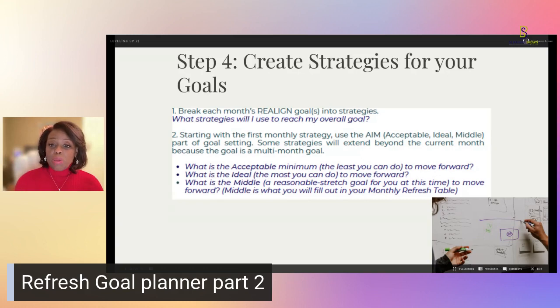So when you're coming up with a strategy, think, is this my ideal, or is this the bare minimum that I could do and still get to my goal? And you really want to aim for what's in the middle, between the bare minimum and the ideal. That's your middle goal. That's the sweet spot.